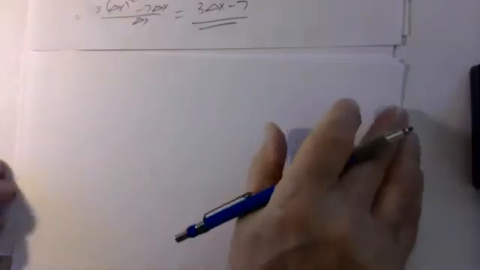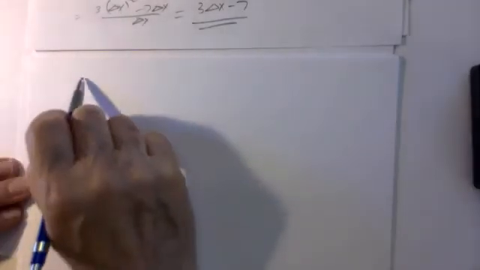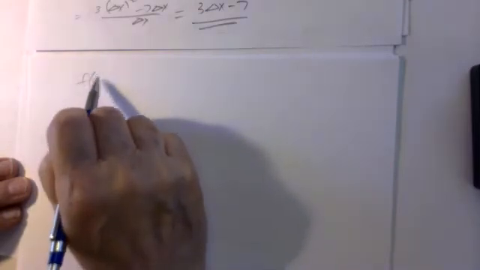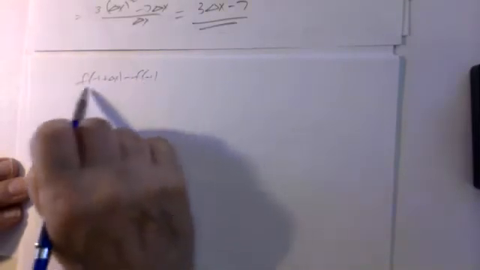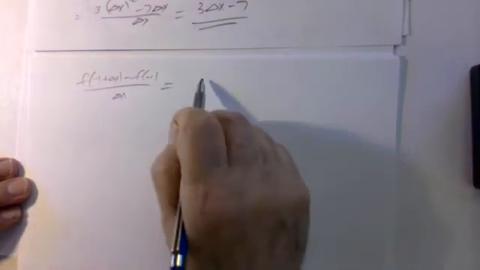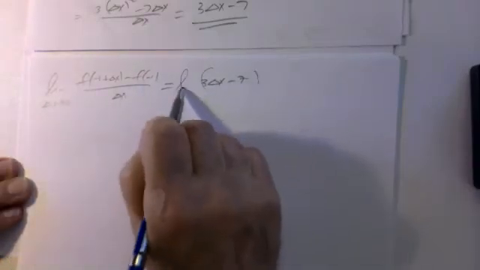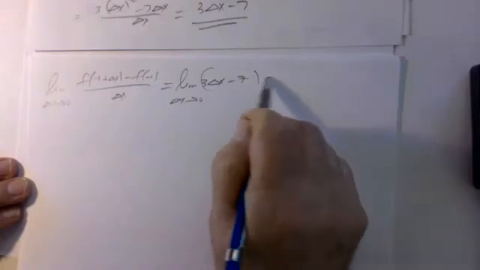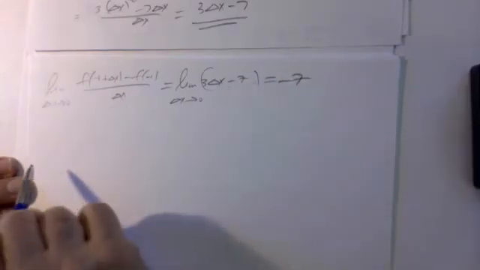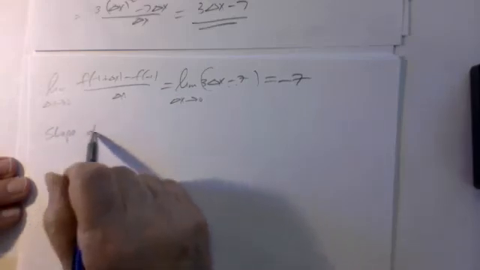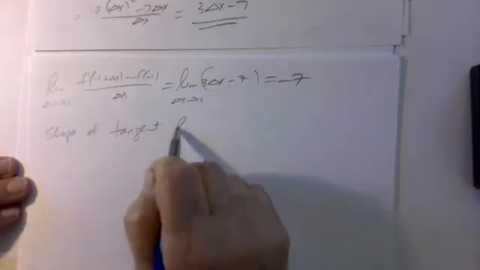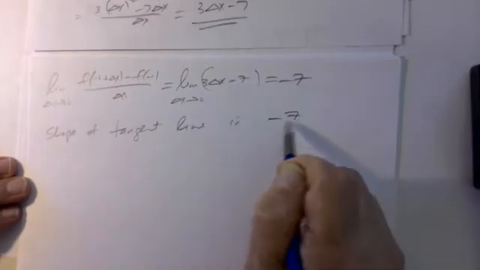So what this tells us is for the difference quotient, f of minus 1 plus delta x minus f of minus 1 over delta x, this difference quotient is just 3 times delta x minus 7. And if I take the limit of this as delta x goes to 0, that's minus 7. So the slope of the tangent line is minus 7.